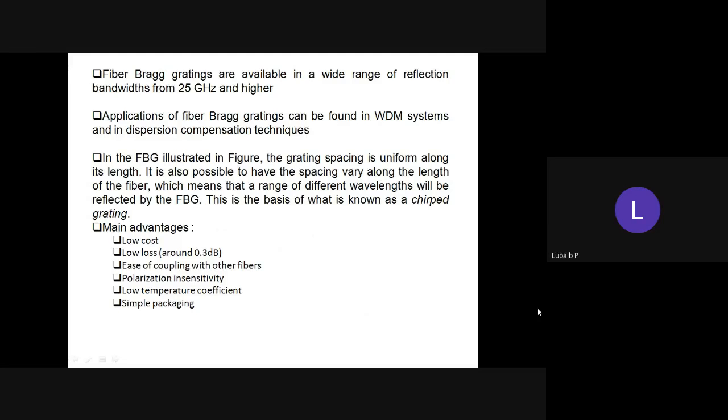The main advantages of fiber Bragg gratings are low cost, low loss, around 0.3 dB, ease of coupling with other fibers, polarization insensitivity, low temperature coefficient, and simple packaging. All these are the main advantages of the fiber Bragg grating. Okay.